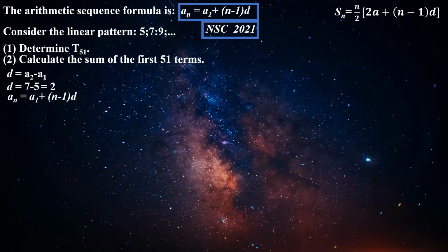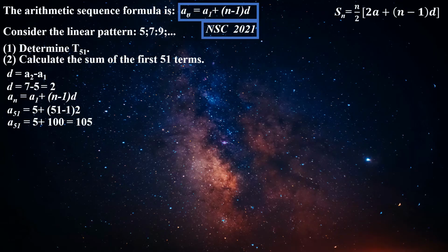An is equal to a1 plus n minus 1 times d. You can just put a Tn right there, it doesn't matter. So I'm going to have A51 is 5 plus 51 minus 1 times 2. So n is the term position, which is 51 minus 1, and the common difference is 2. We're going to be left with 5 plus 100, because 51 minus 1 gives us 50, times 2 is going to give us 100. Now we can add 5 plus 100, and that's going to give us 105.